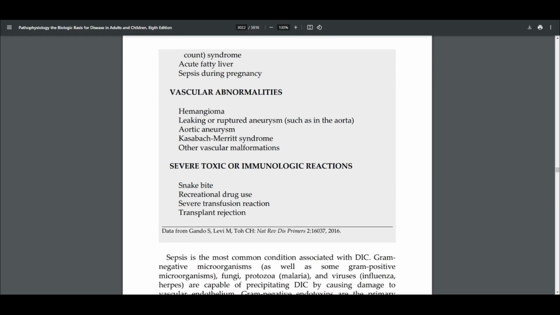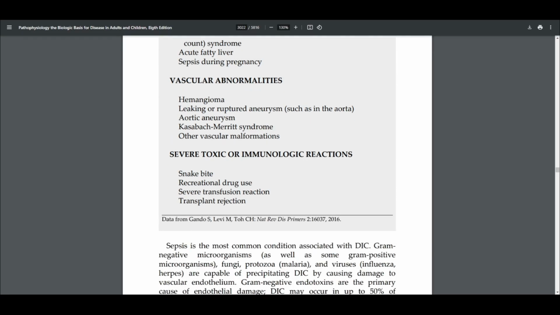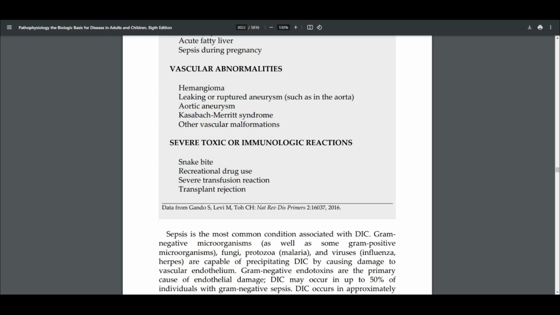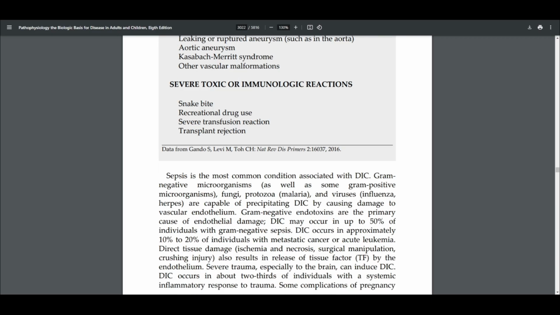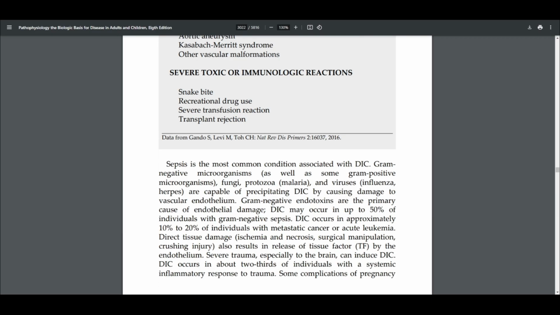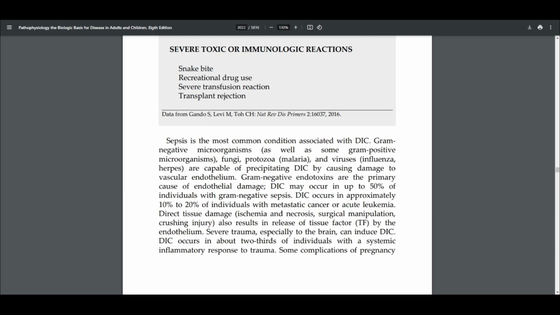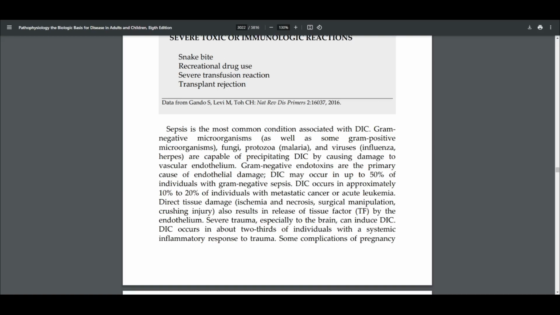Sepsis is the most common condition associated with DIC. Gram-negative microorganisms, fungi, protozoa, and viruses are capable of precipitating DIC by causing damage to the vascular endothelium. Gram-negative endotoxins are the primary cause of endothelial damage. DIC may occur in up to 50% of individuals with gram-negative sepsis. DIC occurs in approximately 10 to 20% of individuals with metastatic cancer and acute leukemias.